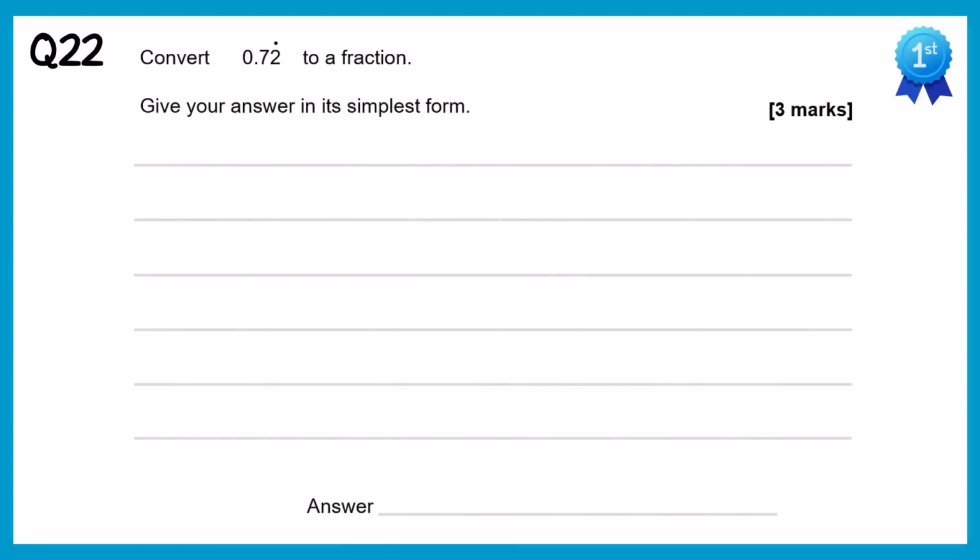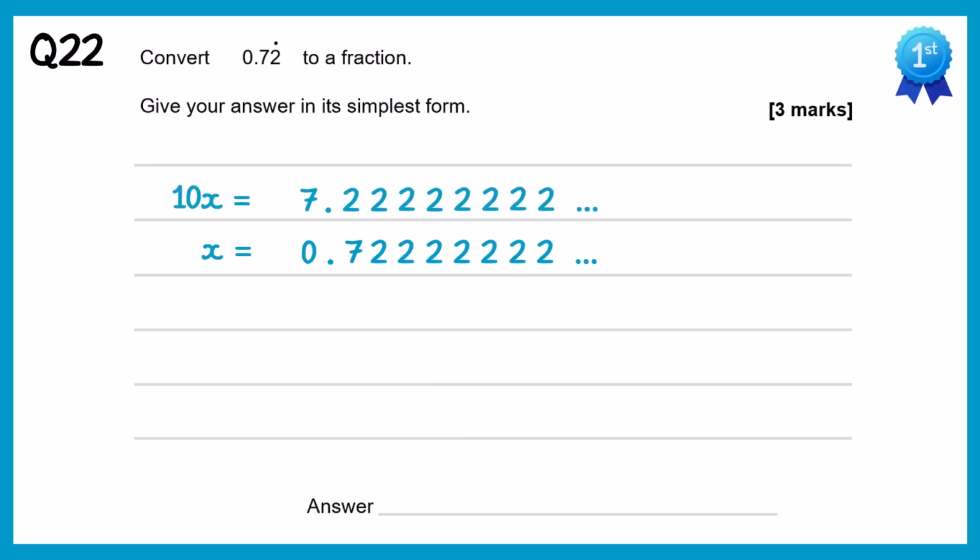In this question, we need to write 0.72 recurring as a fraction. We'll start by saying that x is equal to 0.72 recurring, which is 0.722222, and so on. Then we'll multiply this by 10 to get 10x is equal to 7.2 recurring. And we're looking for all of the numbers after the decimal point to line up, and they almost do on this one, we just have this 7 and 2 which don't line up. So we'll multiply by 10 once more to get 100x, which is 72.2 recurring.